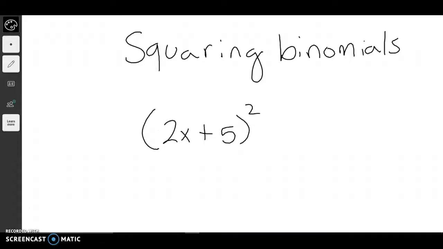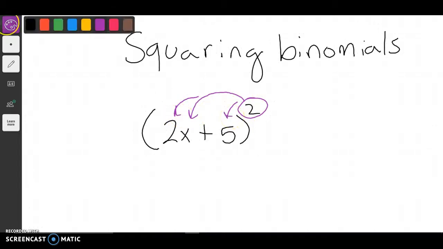Okay, so today we're going to talk about squaring binomials. Here's the first mistake most students will make squaring these things. Most students will go, oh, I'm going to square this? I'm going to just distribute this to everything on the inside.